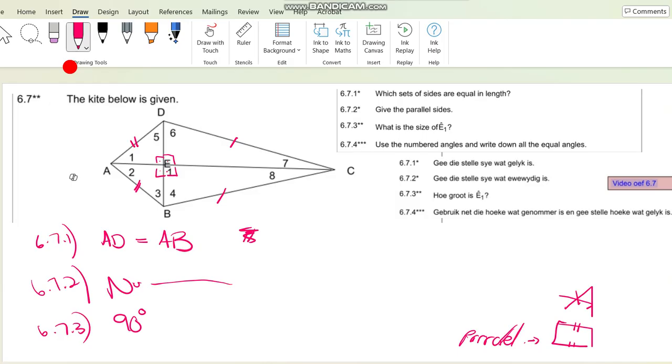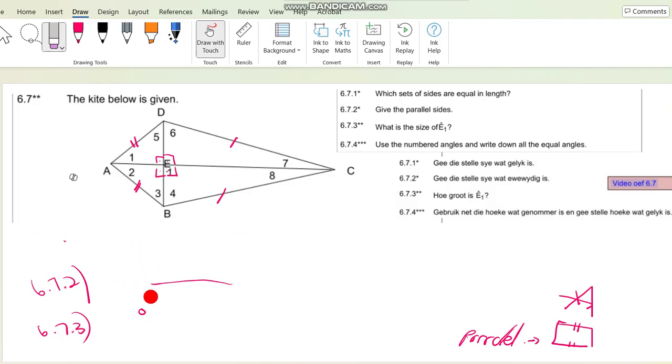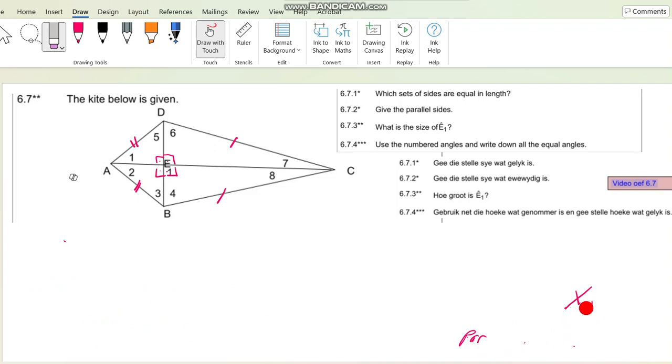6.7.4, use the numbered angles and write down all the equal angles. Okay, so this is a little bit harder. Well, it's not hard, I mean, it's just a longer question to answer. So I'm going to take that out and then we're going to work through that. I'm going to also take this out so we can actually work with this image.